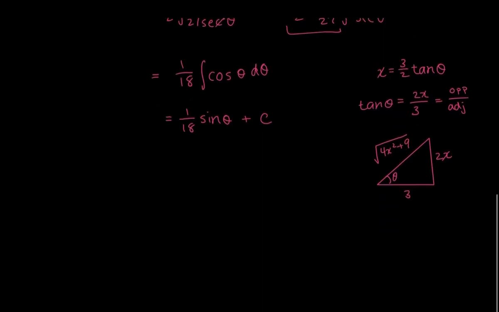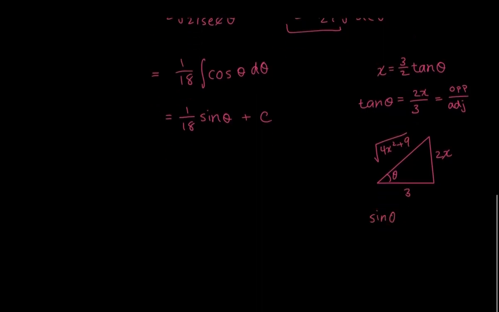And now sine theta is the one that's equal to the opposite over the hypotenuse. I got ahead of myself there. Let me make some space for myself. The opposite is 2x with respect to theta, and my hypotenuse is equal to the square root of 4x squared plus 9. Now that I have this all defined, all I have to do is just put everything back into my solution.